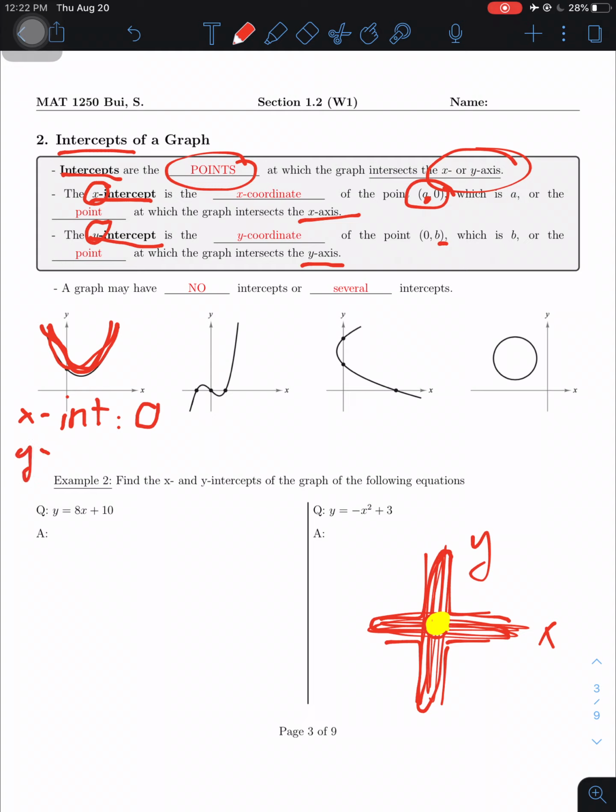For y-intercept, since the graph, the red curve in here, intersects the y-axis once right here, the point that I try to make big, we will have 1 y-intercept. Okay, with the same logic, we're gonna have 3 x-intercepts in here and 1 y-intercept in here.